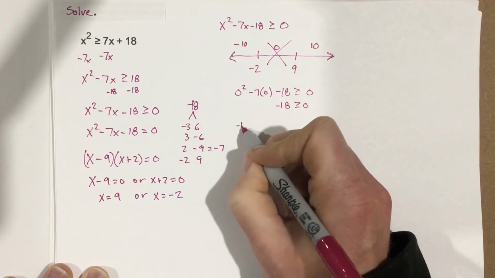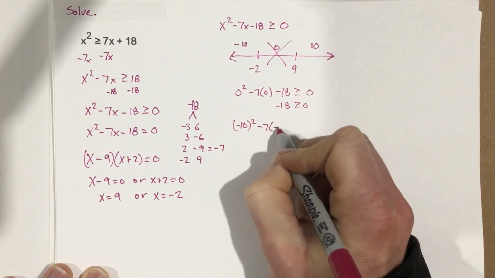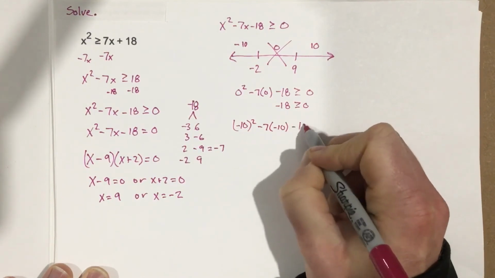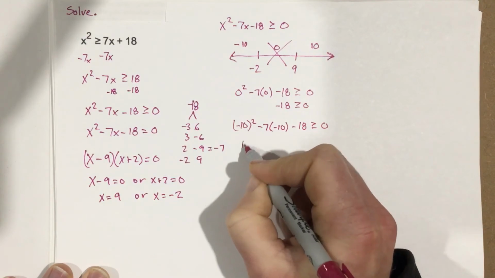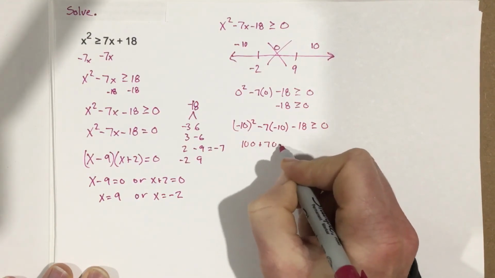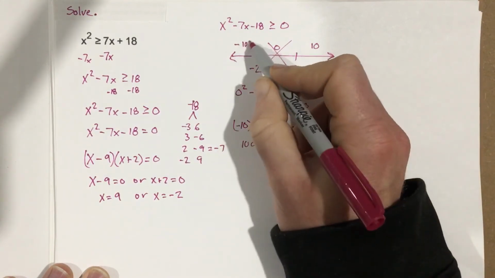So we end up with negative 10 squared minus 7 times negative 10 minus 18 greater than or equal to 0. You can see we're going to get 100 plus 70 minus 18. Is that bigger than or equal to 0? Yes, it is. So these are solutions.